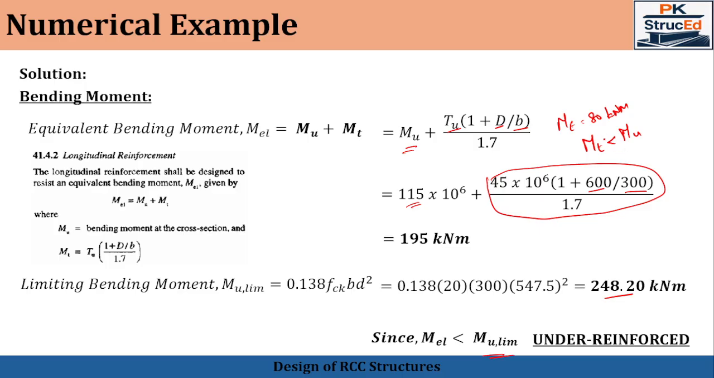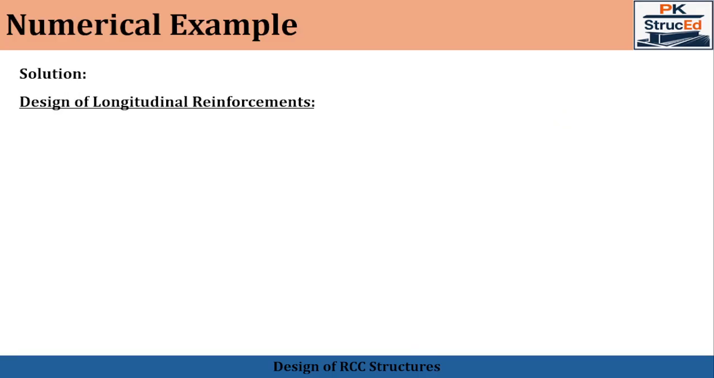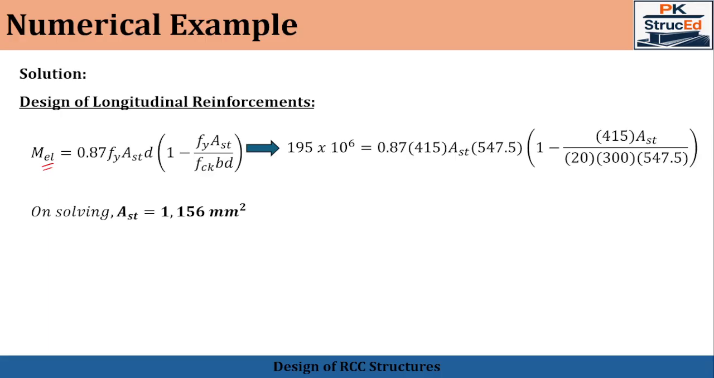In the other case, if MT is greater than MU, it may not come under the under-reinforced section, wherein we need to design the beam as a doubly reinforced beam. Next, we need to design the longitudinal reinforcements. For designing the longitudinal reinforcement, we'll be using the relationship given in Annexure G1.1b. So instead of MU, we are equating it to the equivalent bending moment. Substituting the values, we get the AST required for this beam as 1156 mm square.